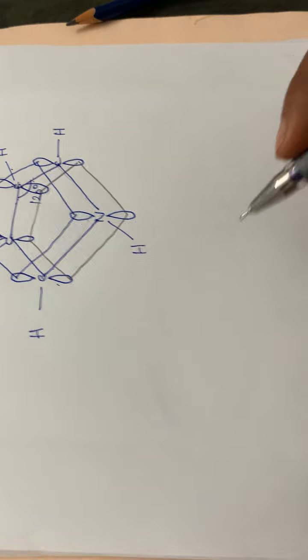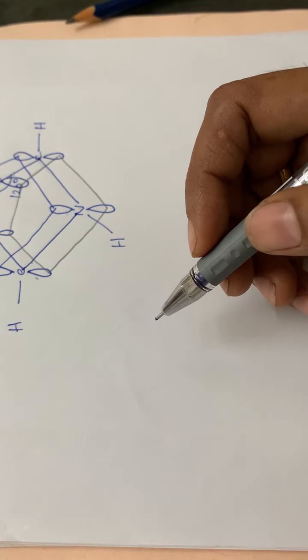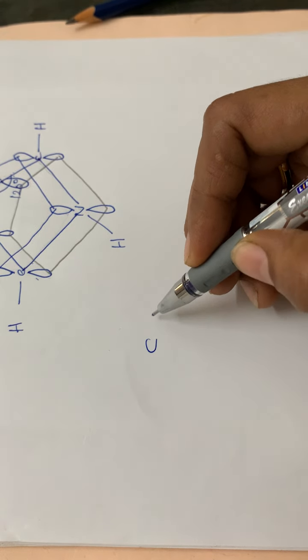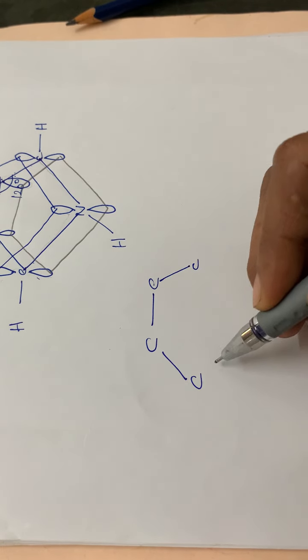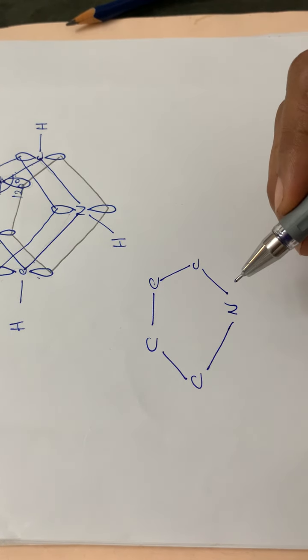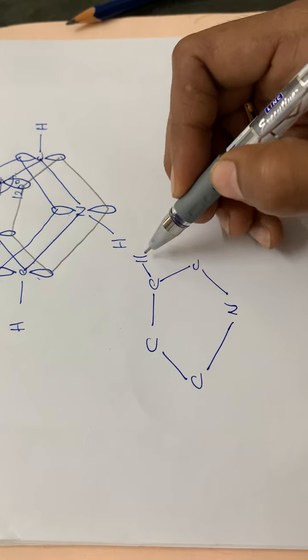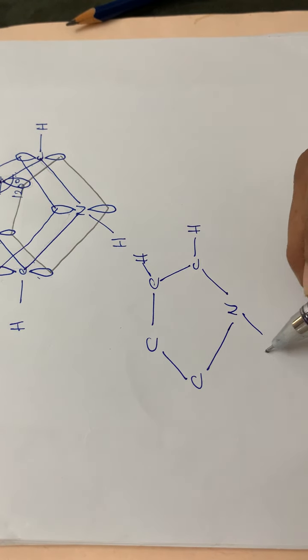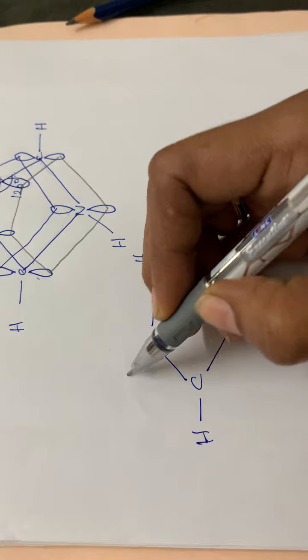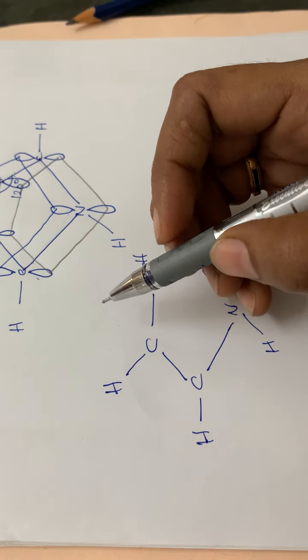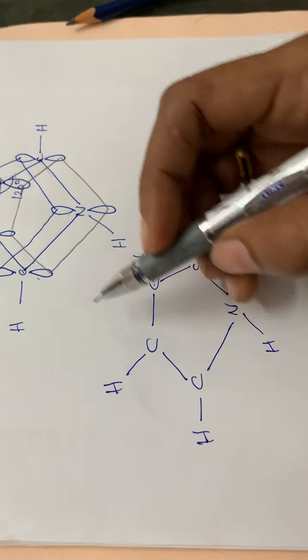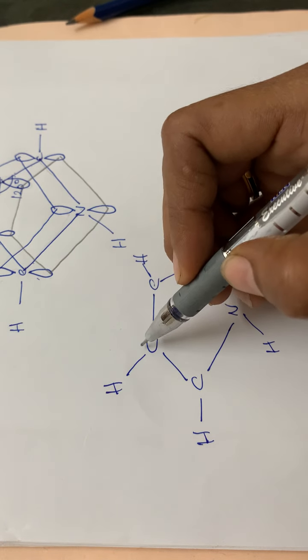pyrrole ring. Okay. Then you have to draw the skeleton also. That means it will be like this: carbon, nitrogen, hydrogen, hydrogen, hydrogen, hydrogen, hydrogen. Then one plane above the ring and another plane below the ring. That means you have to draw the structure only. Okay.